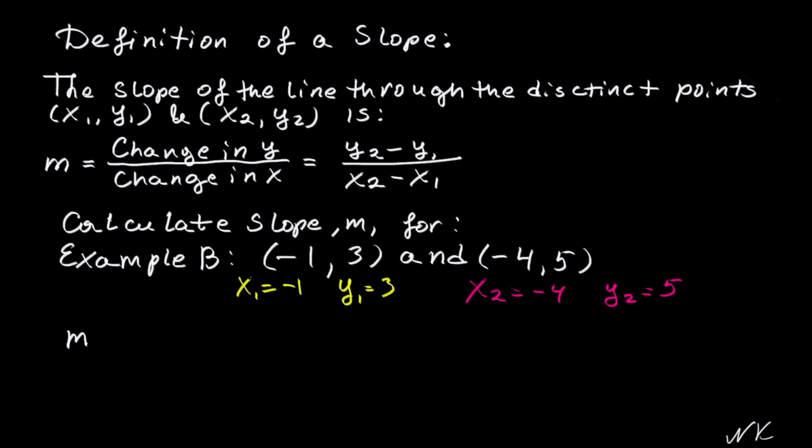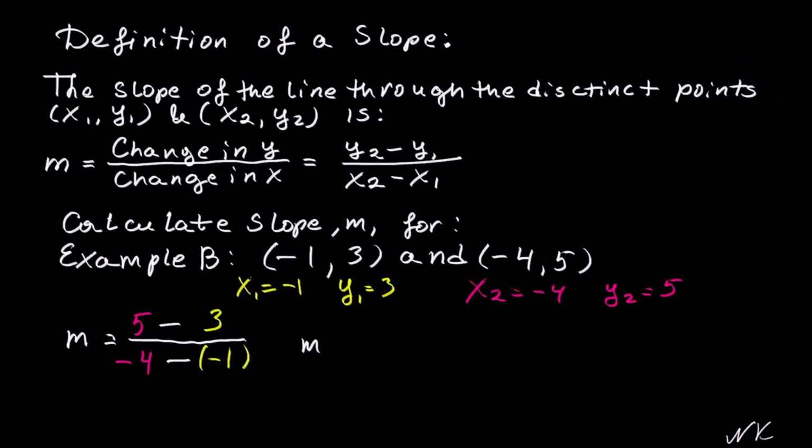So we get slope m is equal to a ratio. In the numerator we have change in y, so we take a difference between y values, so y2, which is 5, minus y1, which is 3. In the denominator we have change in x, so x2, which is -4, minus x1, which is -1, so I'm going to put it in parentheses, (-1).